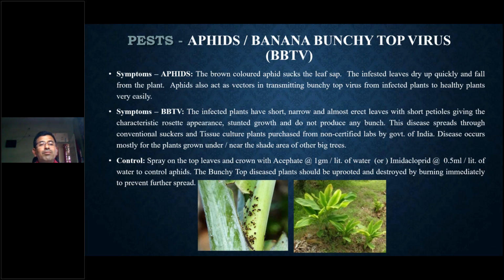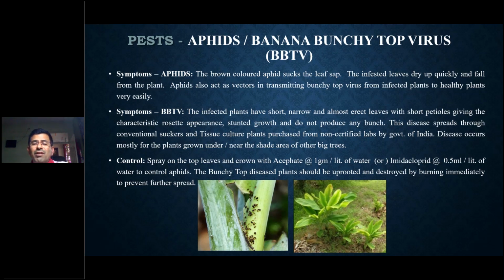This disease occurs mainly for the plants grown under or near the shade area of other big trees. This disease is majorly a secondary infection. How does the secondary infection come? Suppose there is a coconut or some big tree. In that shade, if you are growing banana, definitely the aphid population is more in that location, and it easily transmits the bunchy top virus. And our neighbor farmers, after banana cultivation, everyone should clear all the debris. They have to clear all the disease-infected plants, everything.